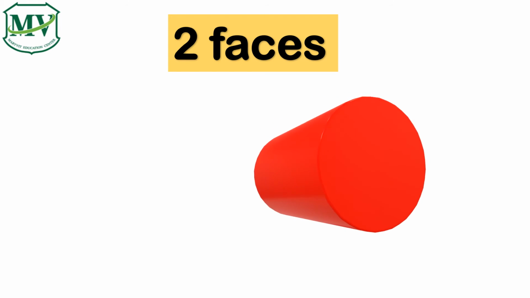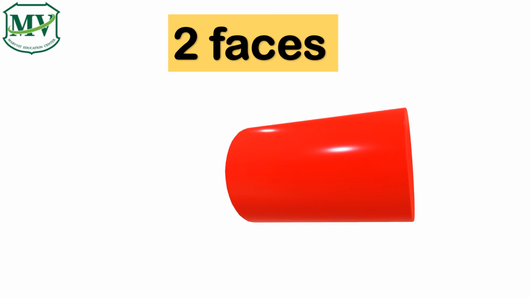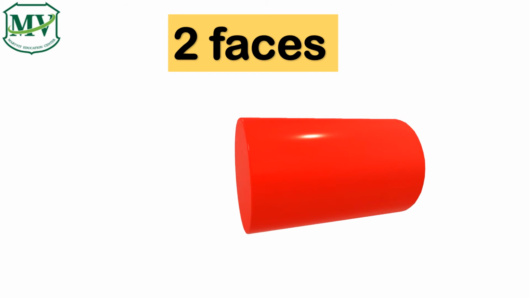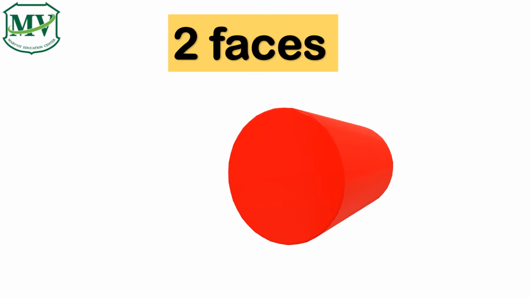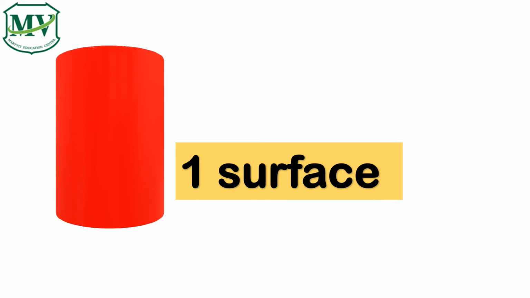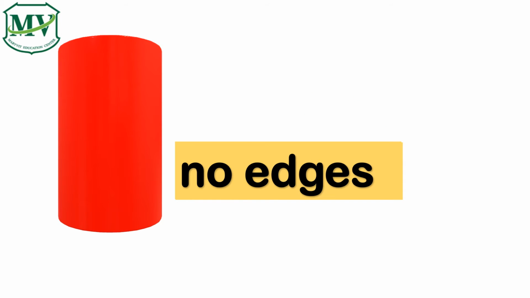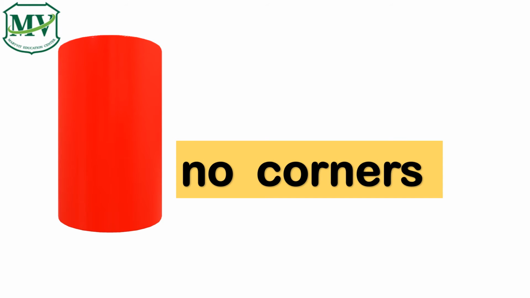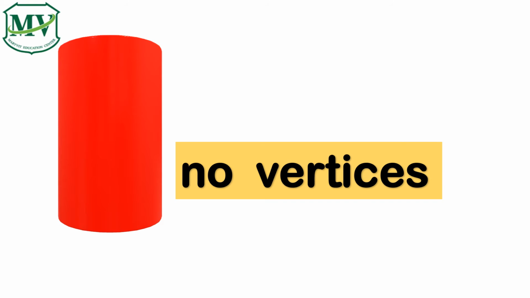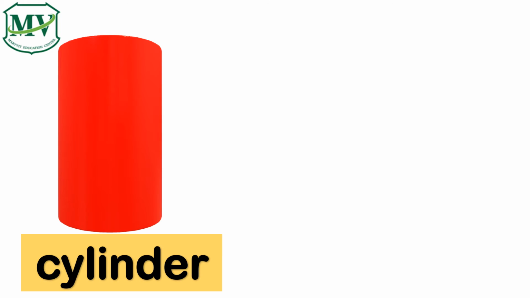Cylinder is a three-dimensional shape with two faces. It has two equal circles on its ends. It has one surface. It has no edges, no corners, and vertices. Can you name some objects that are cylinders? Good job!